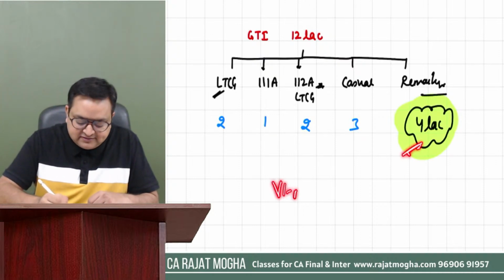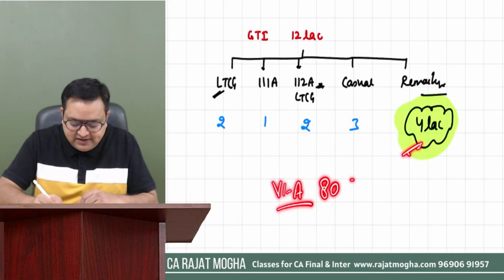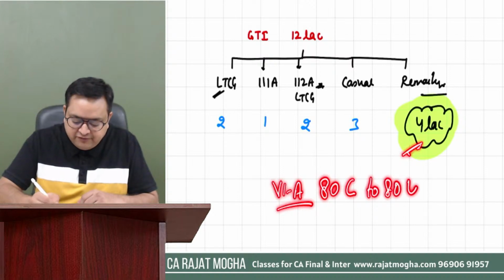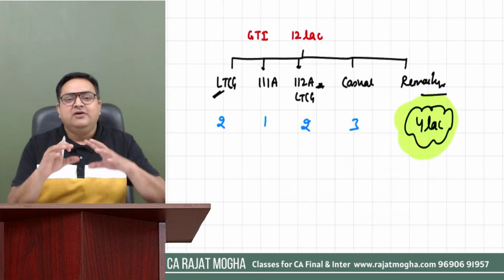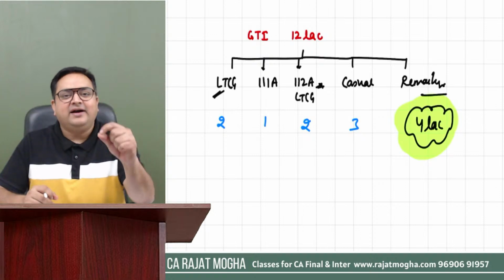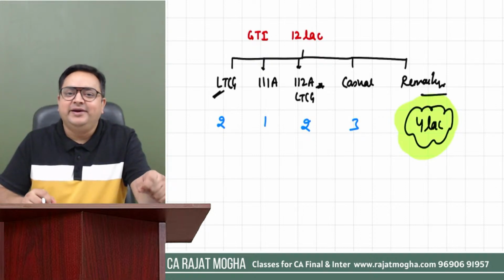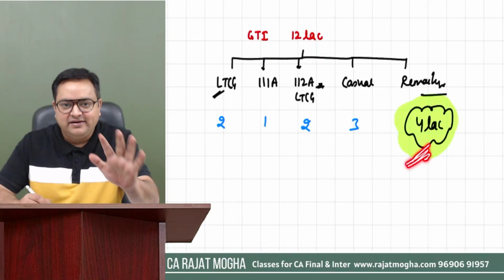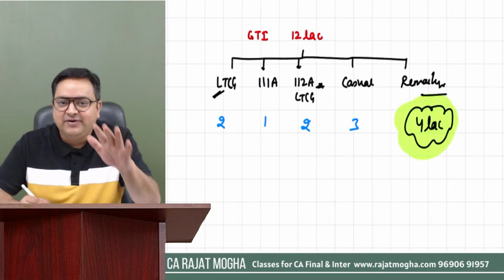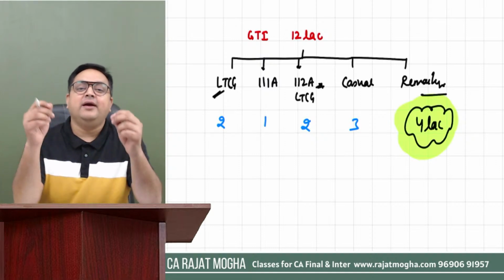So Chapter 6A says overall deductions from 80C to 80U, if I aggregate all the sections which the assessee is claiming, that person cannot claim more than 4 lakh, right? So this is something which is very important. It comes in your MCQs also.